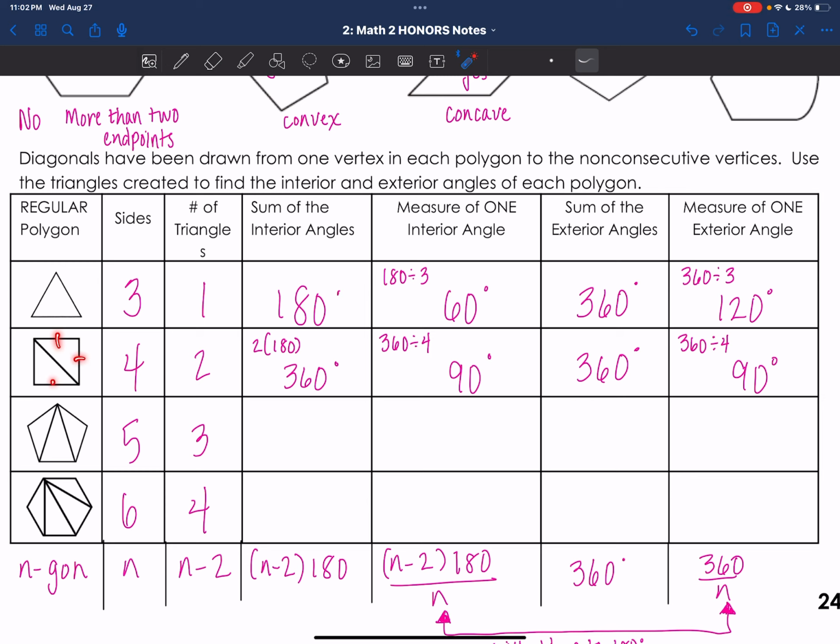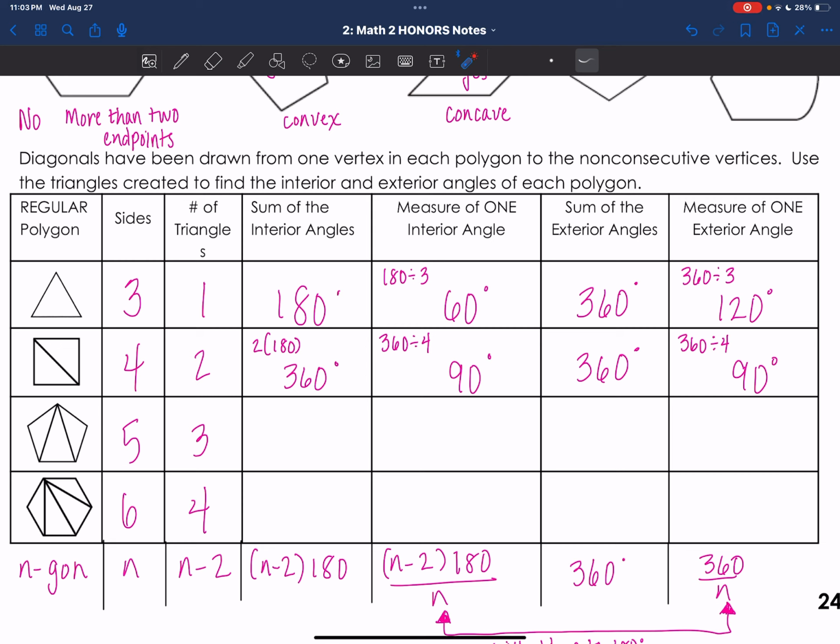Remember, all your sides are the same and all the angles are going to be the same. We have four sides, but we split it so there are two triangles. To find the sum of the interior angles, you take 2 times 180 and that gives you 360, since we have two triangles. And the measure of one interior angle, well, 360 divided by 4 is going to give you 90.